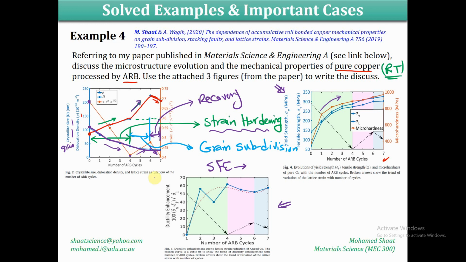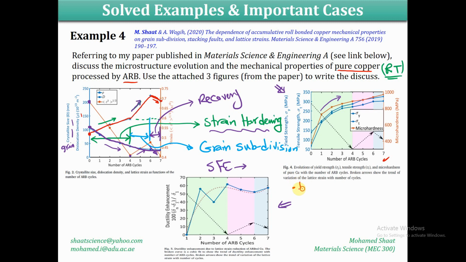So between the first 4 cycles, we do have a decrease in the lattice strain, then we're going to have an increase in the lattice strain, then we're going to have a decrease on the other side as a relief of the lattice strain. So the question is, why has the ductility been increased as we further accumulative roll bonded this pure copper? So let us start from the beginning, from the first.